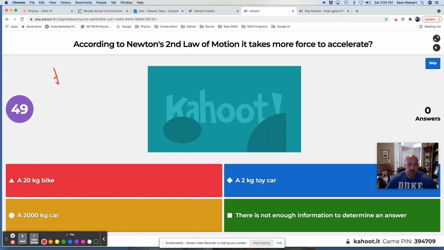Just to remind us, remember the second law says F, or force, equals mass times acceleration. But for this problem, you don't need that. You know it's harder to push heavy things and make them go fast. So we look for the heaviest things, 20, 2, or 2,000. Well, 2,000 is the biggest, so yellow is correct.